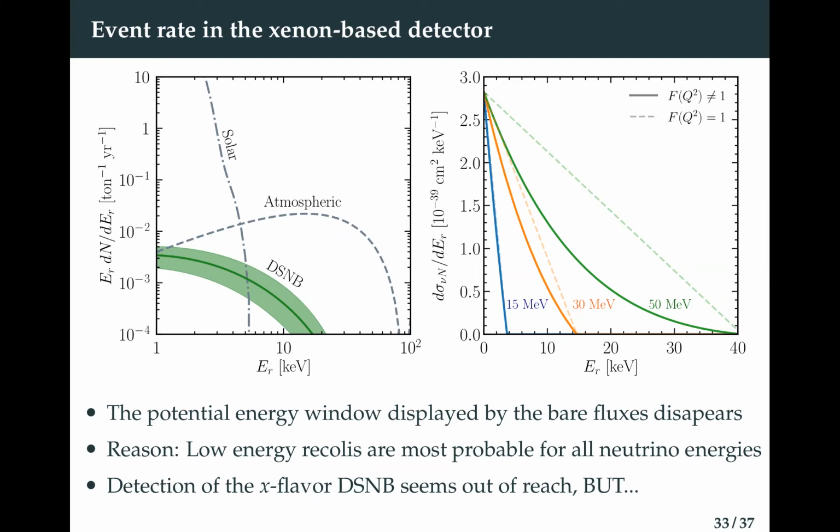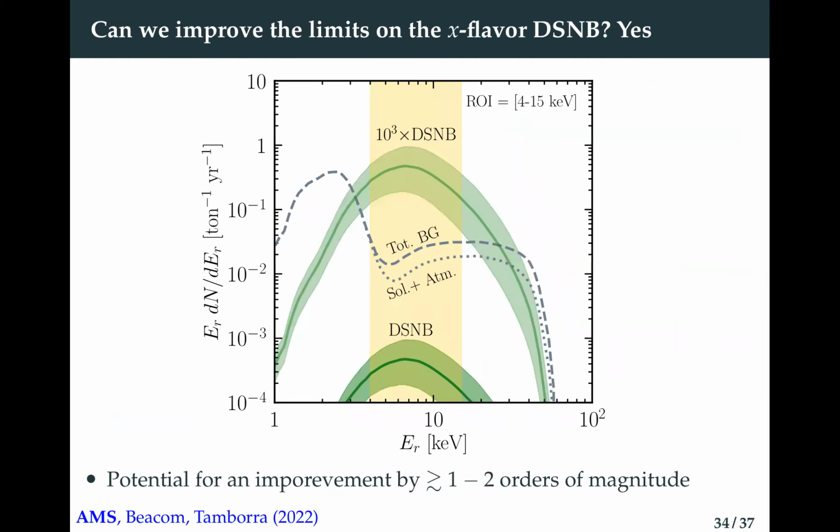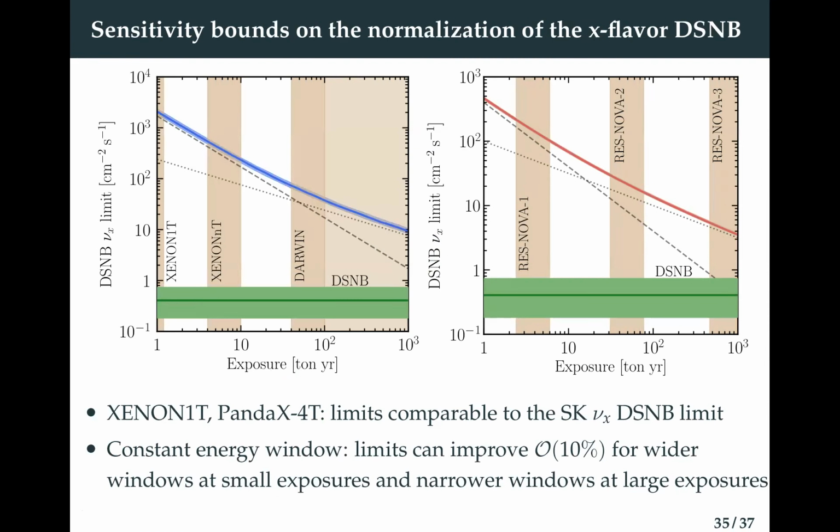Can we put a better limit? The previous limit was like a factor of 1,000 worse than the predictions. And if we look here, now the event rate includes the efficiency and the energy resolution of those detectors. We see that if we just naively scale the DSNB by a factor of 1,000, it is much higher than the backgrounds. So this tells us that we can improve the limit by 1 or 2 orders of magnitude. And this is what we saw.